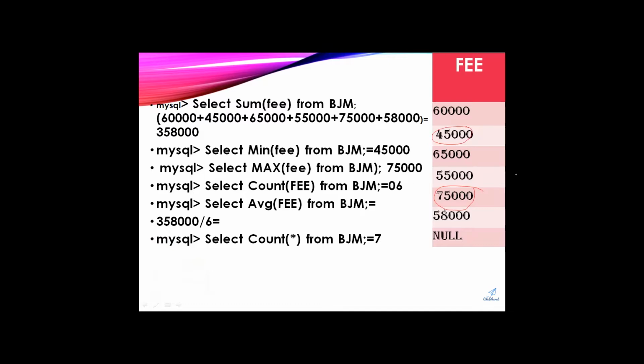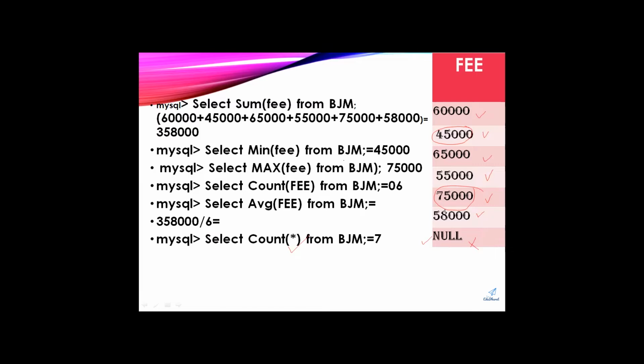Now count. Count means the total number of records we have to count. So this is 1, I can just count it again: 1, 2, 3, 4, 5, and 6. We have given the command count(fee), so this null will not be counted. But when I give this other command, it will count the null. So that's why I put it here in this command.